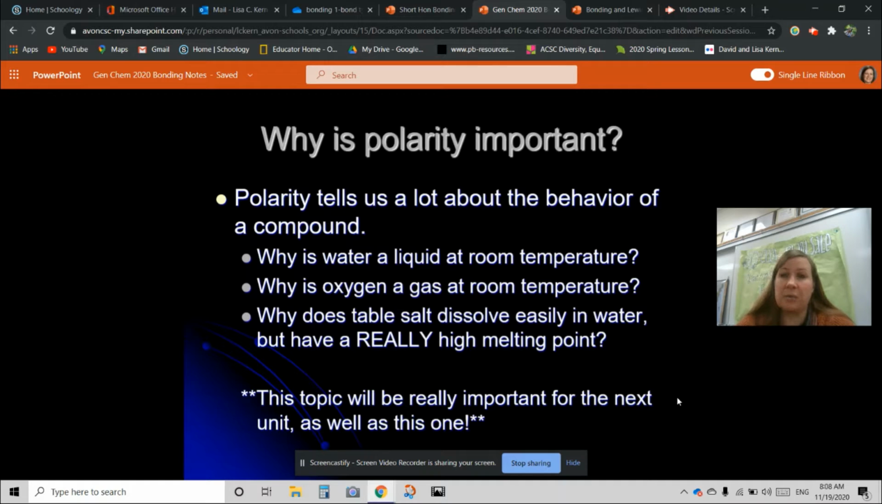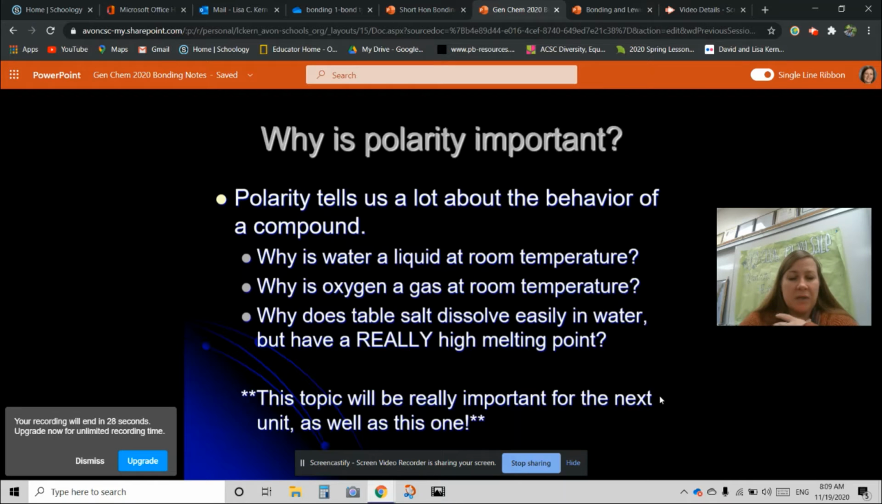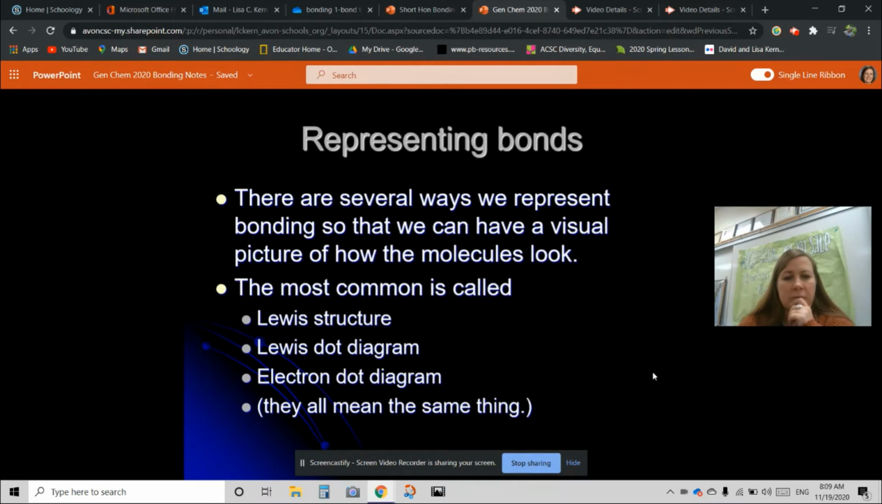Oxygen is a gas at room temperature, and it has a mass of 32 because it's O2, right? So 16 and 16, you can look those masses up on your periodic table. So it's heavier than water molecules. One molecule of oxygen is heavier than a molecule of water. So it's kind of surprising that oxygen is a gas and water is not, but it has to do with the polarity of the bonds. Table salt dissolves really easily in water, but it's got a really high melting point. So why is that? Well, the answer is bond polarity.